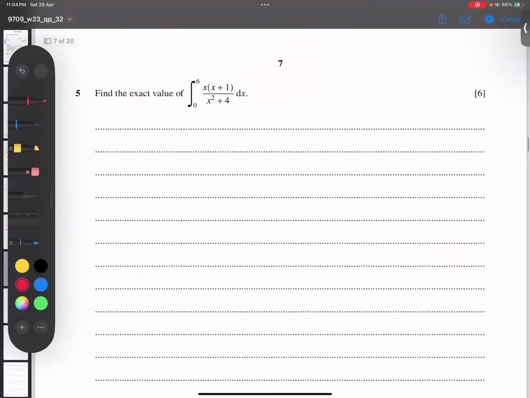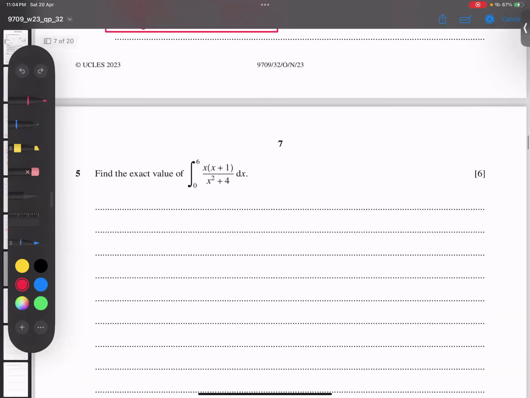Question number 5, we reach now. What a question we have. If you look carefully, it says exact value, okay? And we have x times, if you multiply inside, students, I get x squared plus x over x squared plus 4.